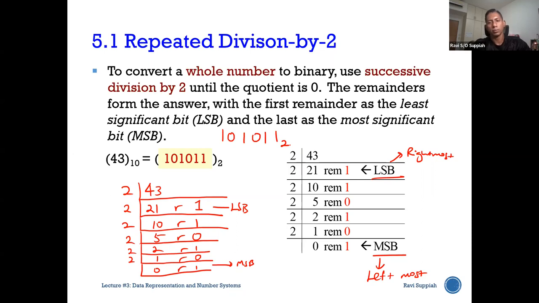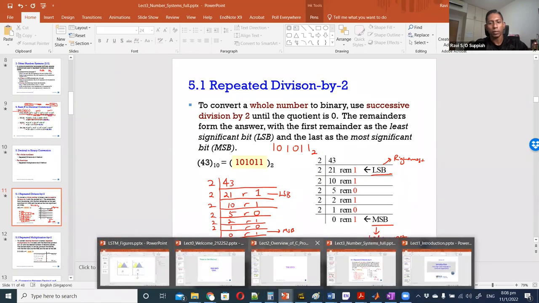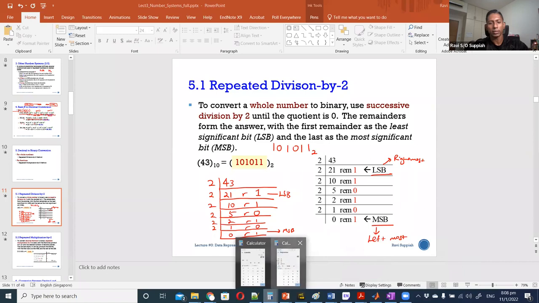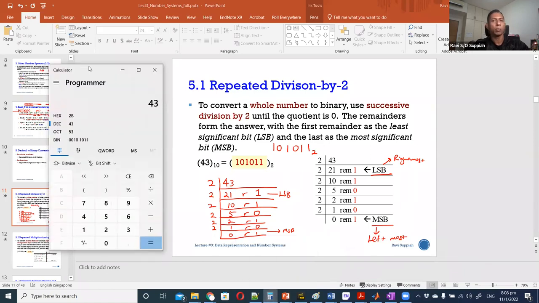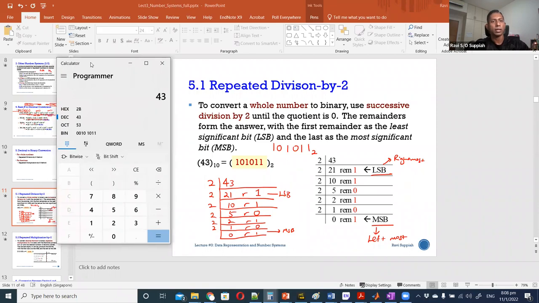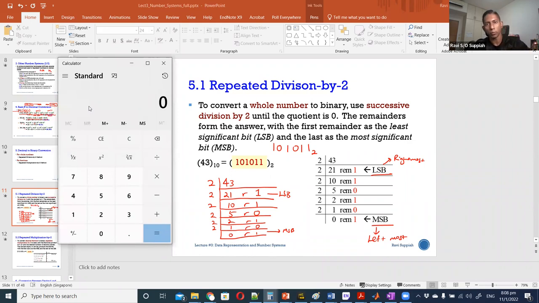Of course, we are just showing you how to do it. The easiest way is to use your calculator. Let me show you how you can use a calculator. Almost all of you would have a built-in calculator in your system, whether it's Mac or Windows or anything. If you have Windows and you open up a calculator, by default it will open up in the standard mode.